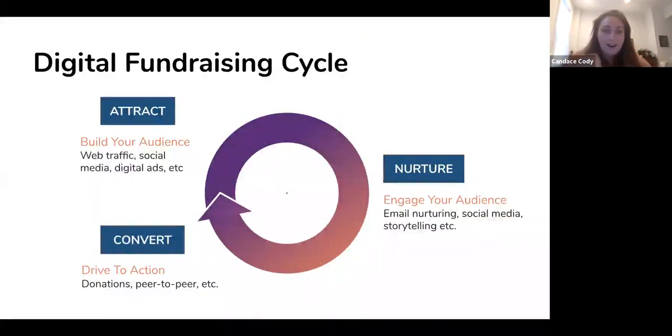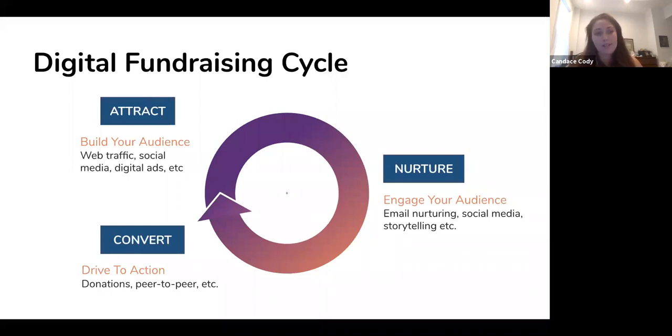All of this leads us to our digital fundraising cycle. We actually put this out about last year. We noticed that it's all about an ongoing effort to attract, nurture, and convert more donors for your organization. That's what we're going to be talking about today: the attract phase when it comes to building your digital audience. That looks a lot like trying to increase your web traffic.